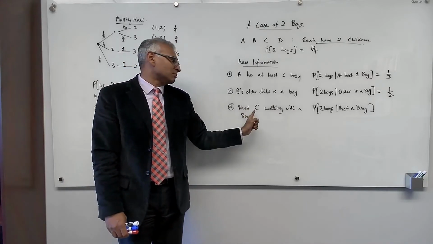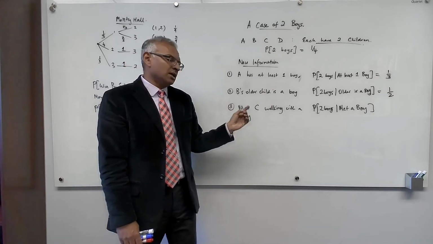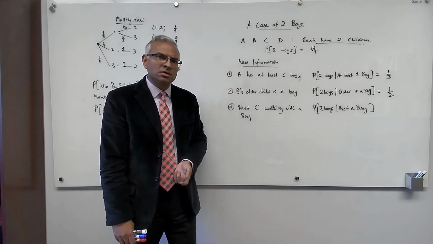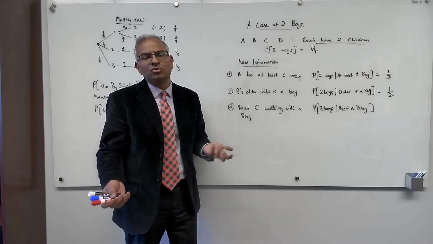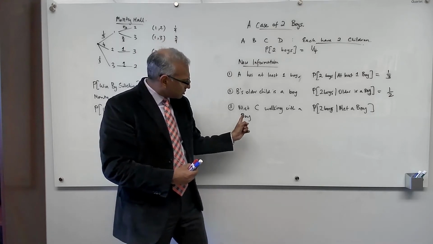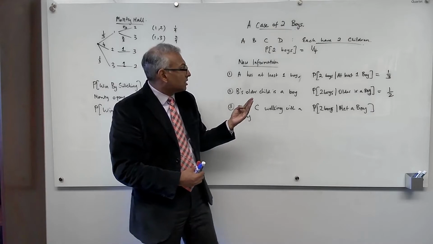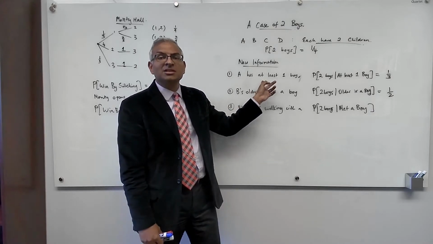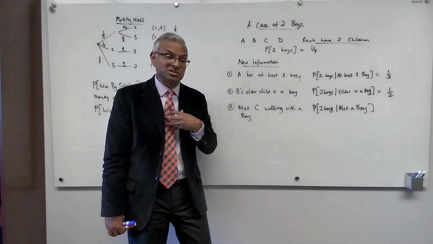You can imagine that when C goes for a walk, if C has 2 boys and is picking one of the children to go for a walk, you could have met the first boy or the second boy, and those are 2 equally likely scenarios. So what this does is it narrows us down to actually not 3 scenarios as it did here, but to 4 scenarios. Let me tell you what the 4 scenarios are. This is the intuition.